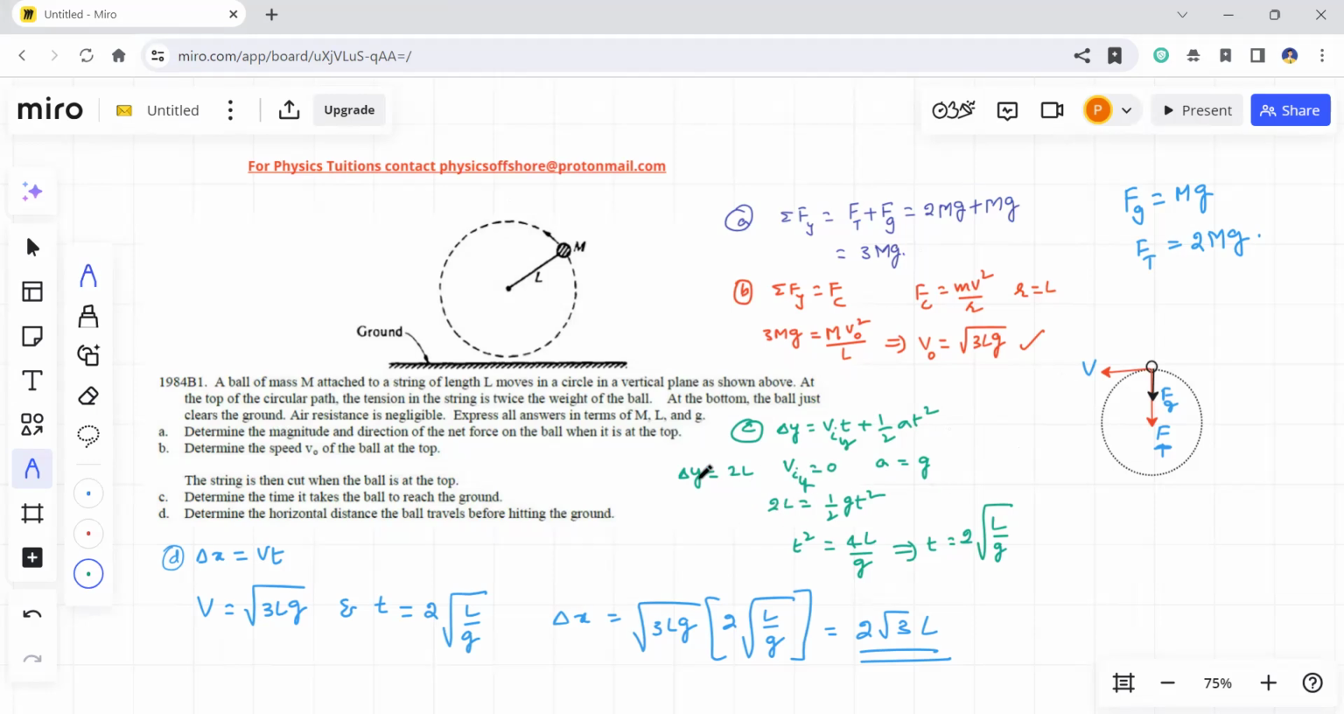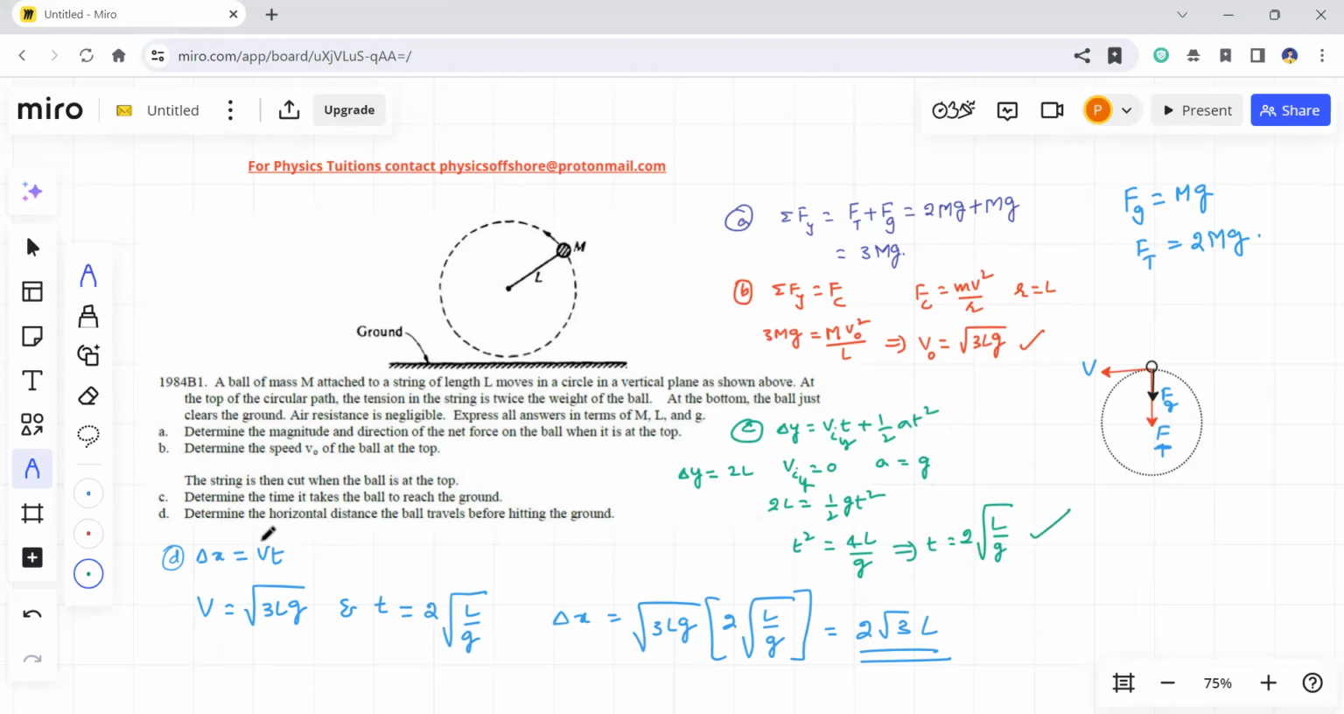So substituting that, delta y is equal to 2L. How 2L? The radius is L. It has to fall to reach the ground. It has to fall the 2 length, that means the diameter of the circle. So the diameter of the circle is 2L. Therefore, delta y is equal to 2L. Therefore, 2L is equal to half g t square. From this, t is equal to 2 root L by g. This is the answer for the C bit.